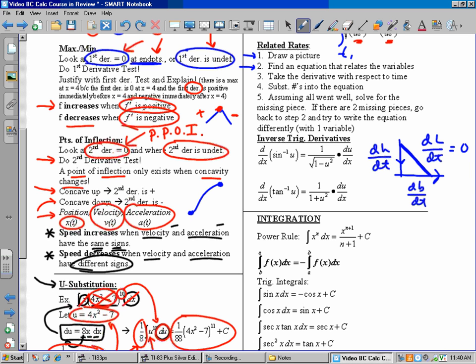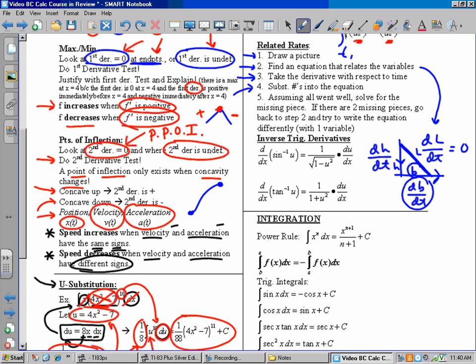So you're going to draw a picture. You're going to find an equation. In this particular case, it would be a squared plus b squared equals c squared, or b squared for the base plus h squared for the height equals L squared for the length of the ladder. And then you take that derivative implicitly. You take that derivative with respect to time. You substitute the values that they gave you. They'll probably give you some different pieces.